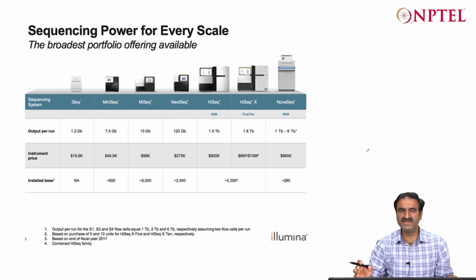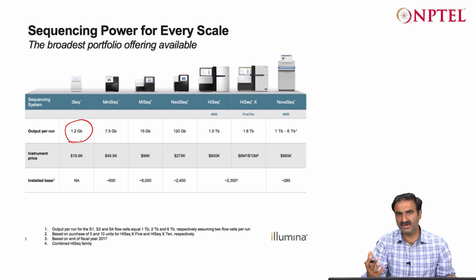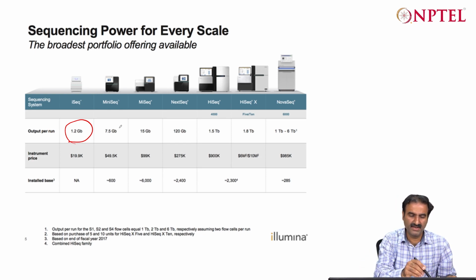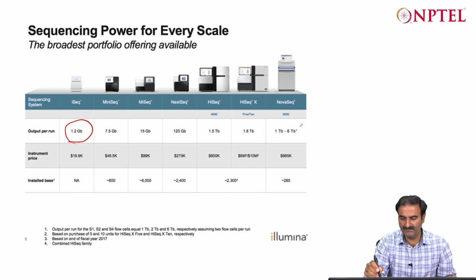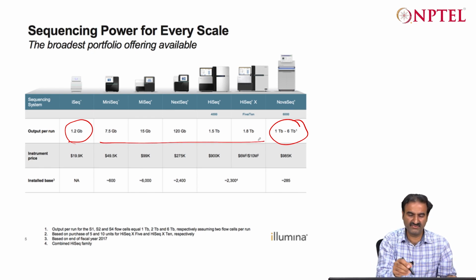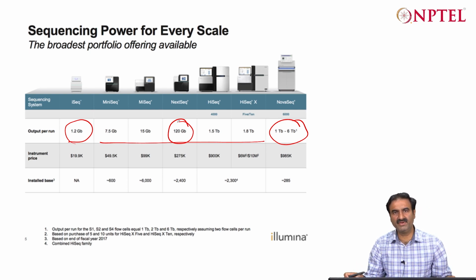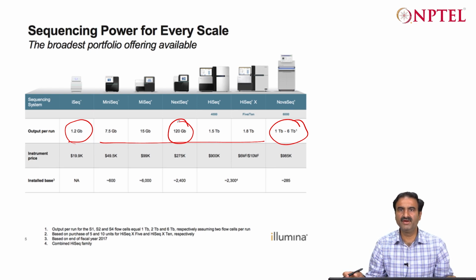Each of those machines has its own output. For example, iSeq can produce 1.2 GB, which is good for a very small project or clinical purposes, because you don't have too many samples and you don't want to waste consumables. But if you have a lot of samples, you can go for NovaSeq, which can give almost 6 terabases, or 6 trillion base pairs, together. In between you have a range of sequencers like NextSeq, which is good for the research lab and can give up to 120 billion base pairs in one run of say 24 hours.